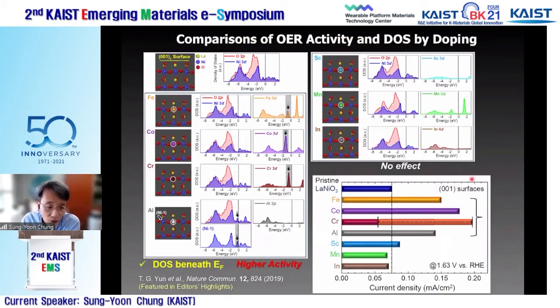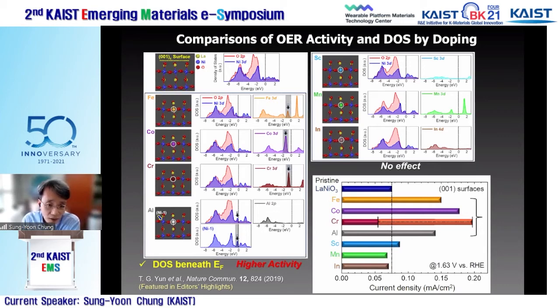And we also carried out DFT calculations. I think this calculation is much more straightforward because the crystallographic plane is always the same. It's very precisely controlled by using a supercell. So through this calculation, we can identify that iron.